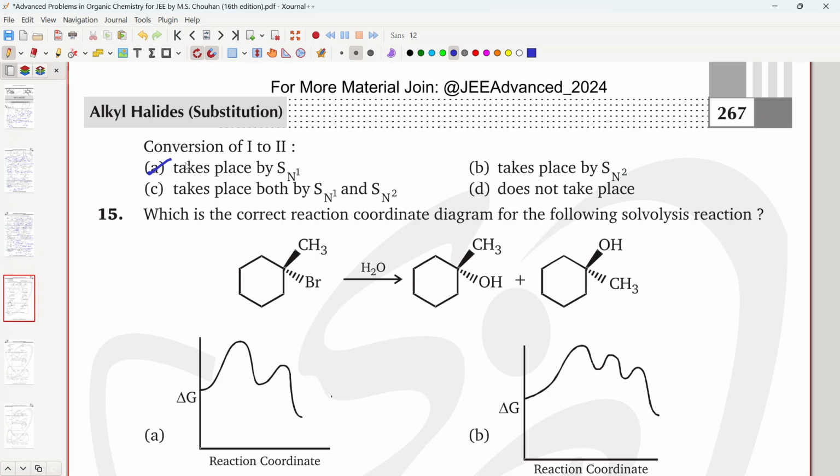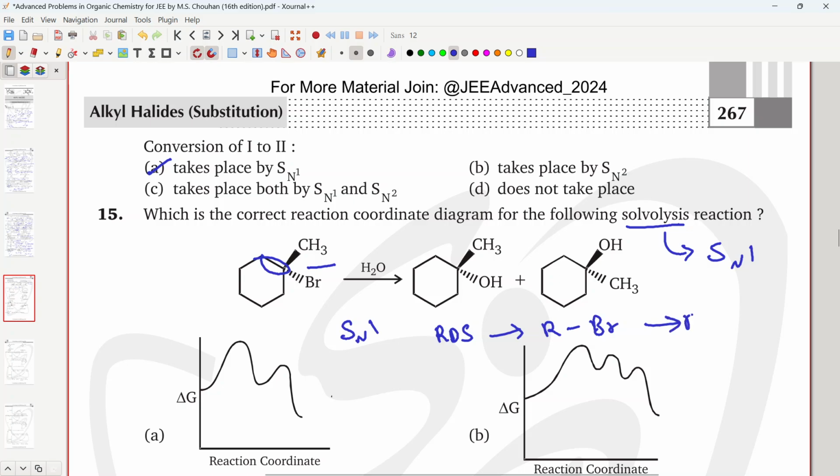Question number 15. Which is the correct reaction coordinate diagram for the following solvolysis reaction? Solvolysis again means SN1. So first you have to identify the substrate. The carbon bearing Br is attached to CH3 and the two carbons of the cyclic ring. So it's a tertiary alkyl bromide. SN1 is favored once again.